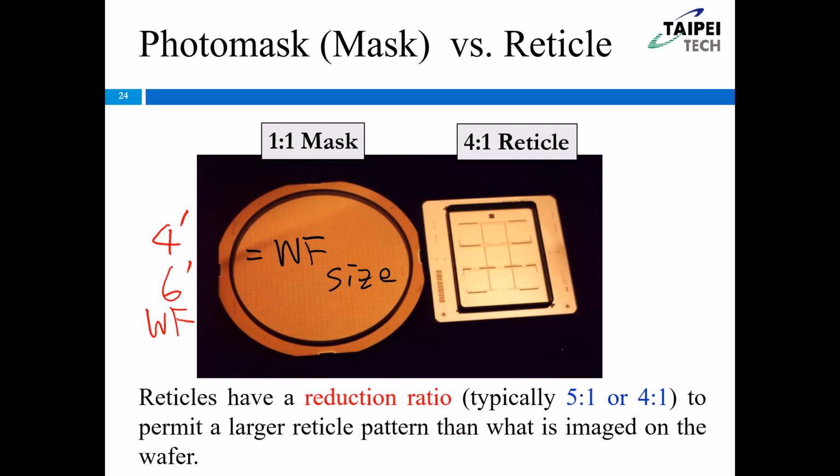Because the photo mask, you can fabricate the photo mask. You can fabricate 4 inches photo mask. You can fabricate 6 inches photo mask. It's still very small, right? It's still very small, only 6 inches photo mask, okay? It's not easy to fabricate, okay?